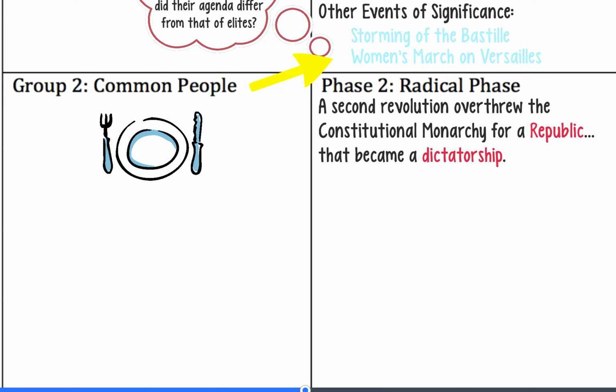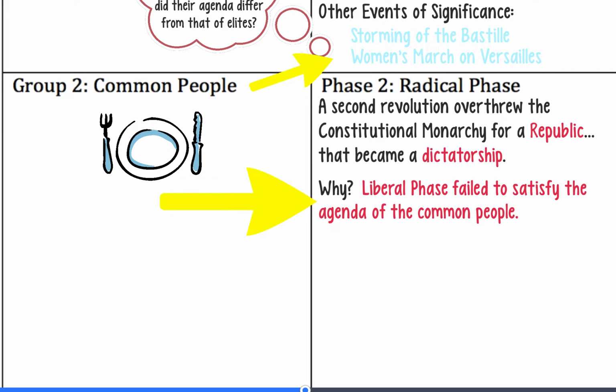So in this second phase, it's really a second revolution in and of itself. It overthrew the constitutional monarchy for a republic, a much more radically liberal form of government that had already been established in the United States. Unfortunately, for reasons we'll explore more tomorrow, that republic didn't really function as a republic should and really looked more like a dictatorship in practice. So ultimately, why did we need a second revolution in France? Because the liberal phase failed to satisfy the agenda of the common people. For them, the revolution was not over.